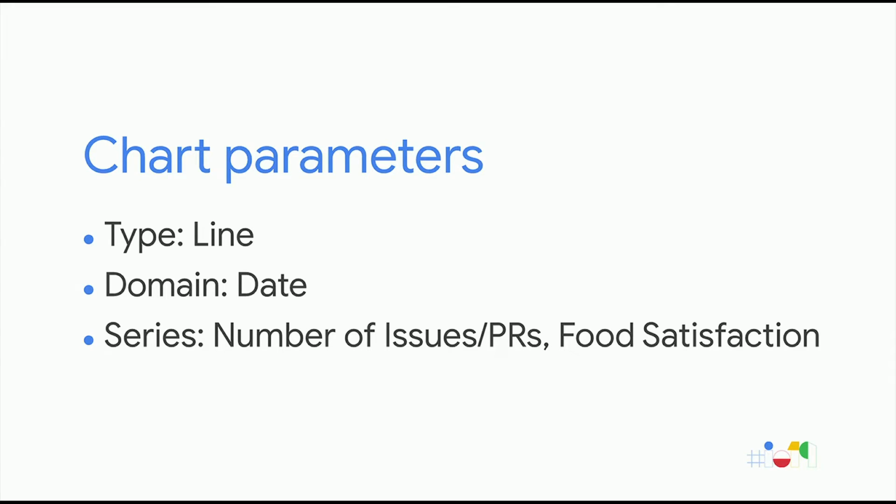Then you need the domain. The domain is your x-axis. So in our case, it's the date. We want to see how the trends are changing over time, so we put the date as the domain. And then probably the most important part of a chart is the series, the data series. So in our case, the numbers we got from GitHub, how many issues and pull requests.